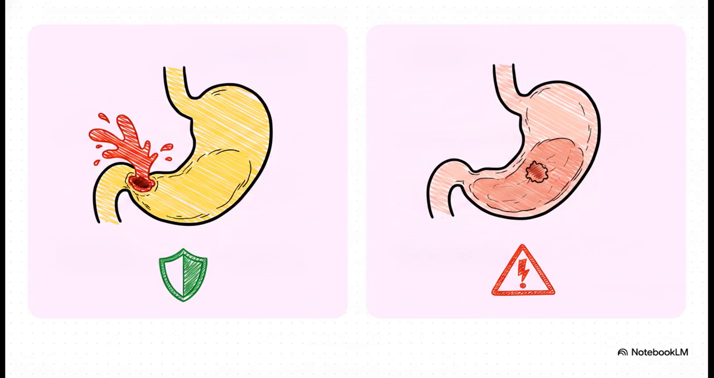On the flip side, if you have corpus predominant or pangastritis, the bacteria damages the acid-producing cells themselves. That results in low acid, gastric ulcers, and a highly elevated risk for gastric adenocarcinoma. So 2 totally different locations giving you 2 completely different clinical outcomes.